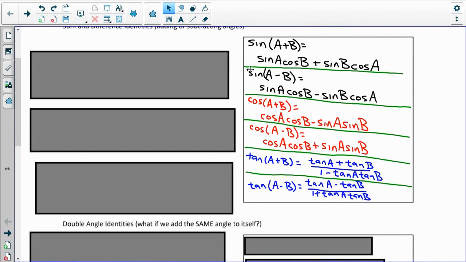So these formulas are over here. You can look at them. I'll explain each of them in a little bit more detail and give you a mnemonic to help you out. So notice that the sine of a plus b is sine a cosine b plus sine b cosine a. And when you have a minus sign, it's the same except there's a minus sign in the middle.